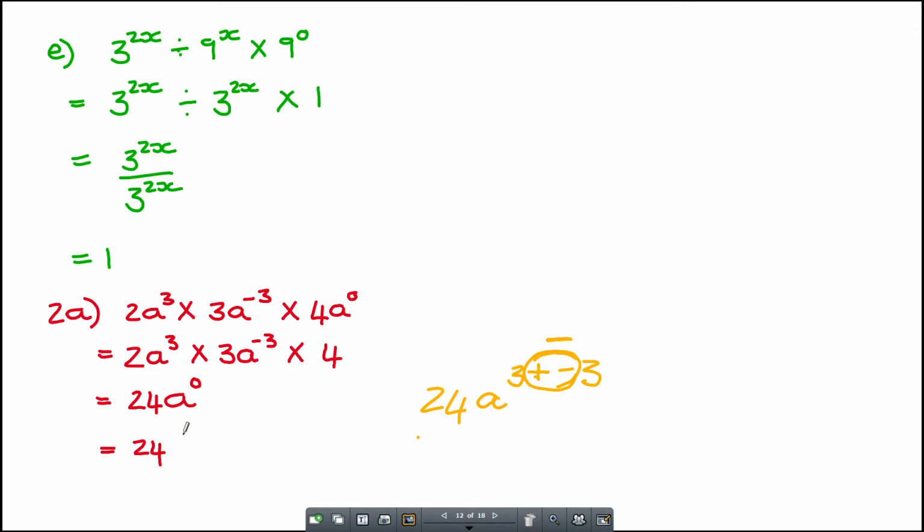Ma'am, in the first step, we did that a to the power of 0. We said just now that is actually 1. So it actually looks like this: 4 times 1. But 4 times 1 is still just 4. So that's why I just left it out. Okay. Any other questions here?